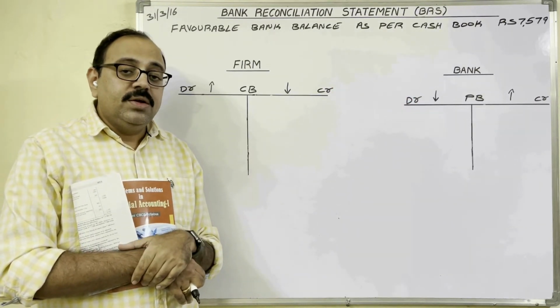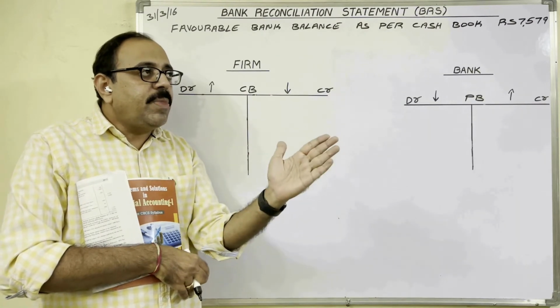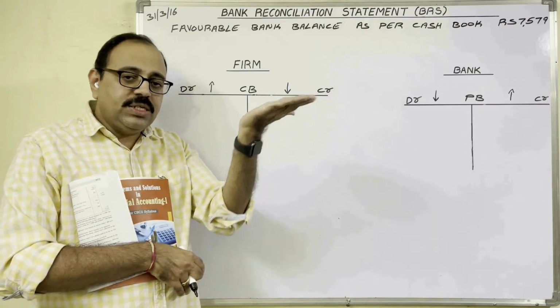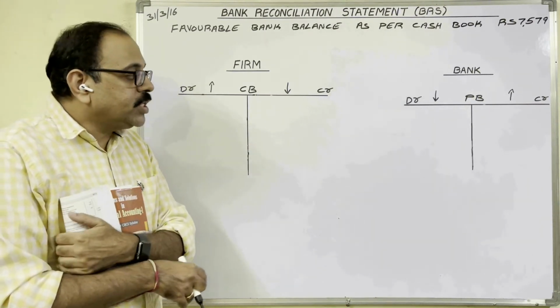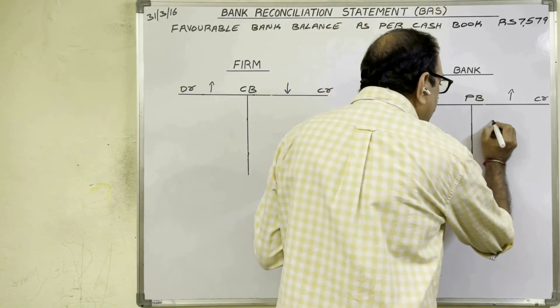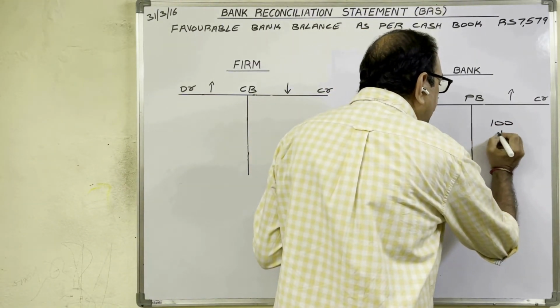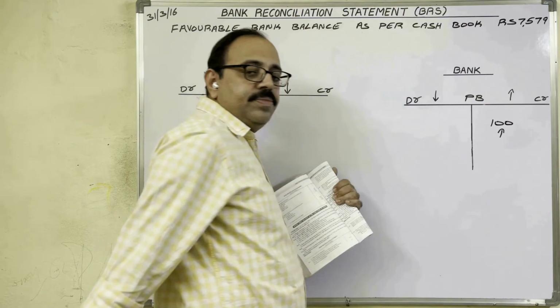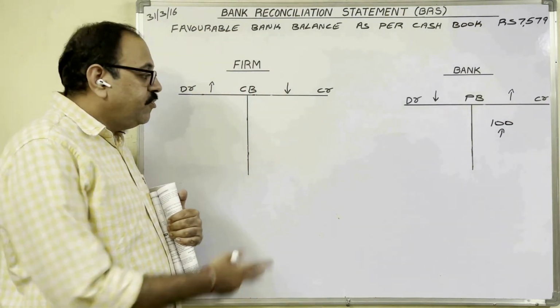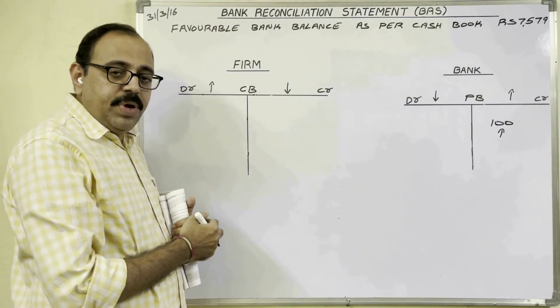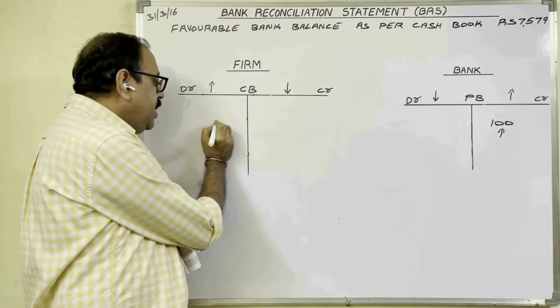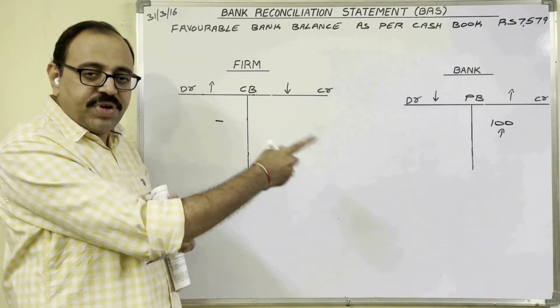Which side? When the customer deposits that money in our account, our bank balance increases. As per the passbook, increase means credit side. 100 is credited in the passbook. But we don't know about that. Means nothing was debited in the cash book. So there is a difference.